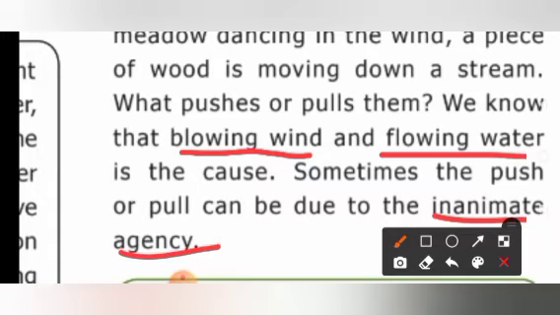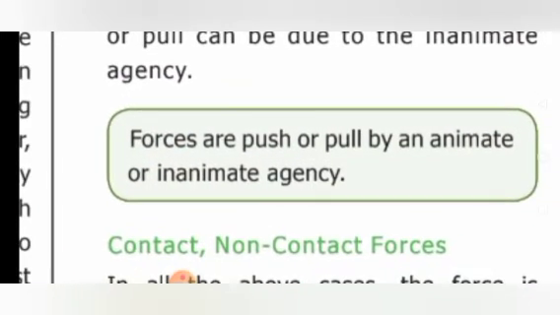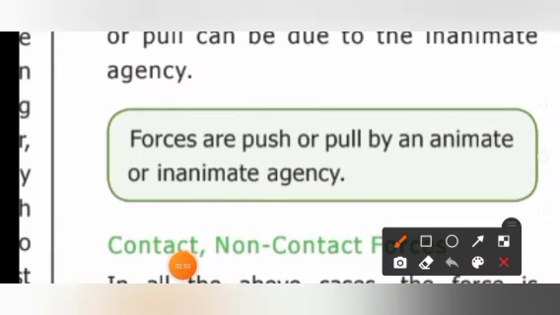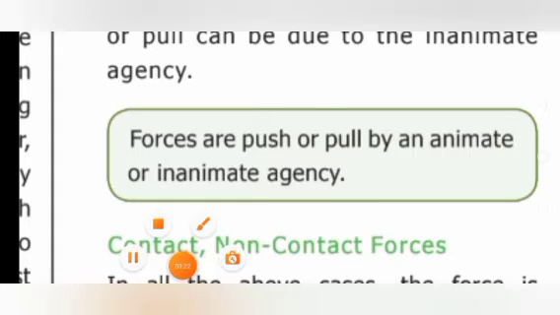These animate or inanimate agencies are responsible for the push or pull. So, we can conclude in general, forces are push or pull by an animate or inanimate agency. So, what are forces? Forces are push or pull by an animate or inanimate agency. Did you understand this, children? Yes, forces are nothing but a push or pull by animate or inanimate agencies. Good.